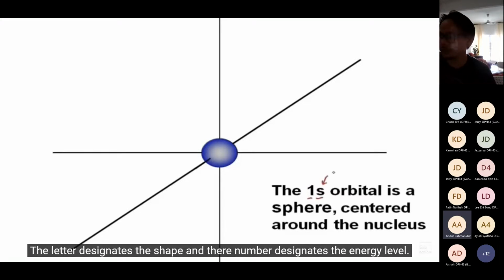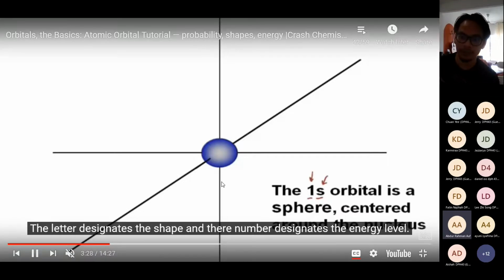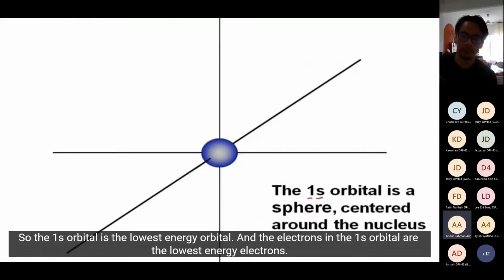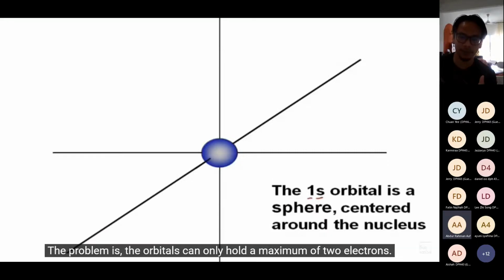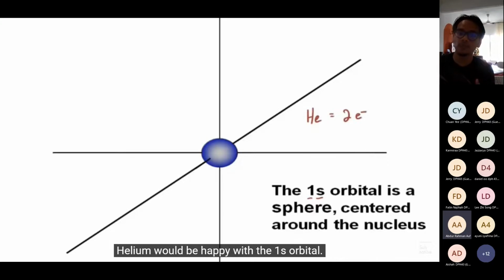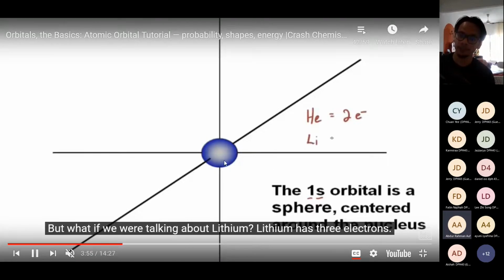So kat sini dia tunjuk, if you have an s orbital, we have a small sphere. So 1s is the level, s is the first orbital. So untuk s orbital bentuknya adalah sfera. So dia boleh hold a low energy electron saja, meaning elektron yang paling dekat dengan nukleus lah. So untuk helium for example, dia ada 2 elektron. So the 2 electrons of helium move within this s orbital.